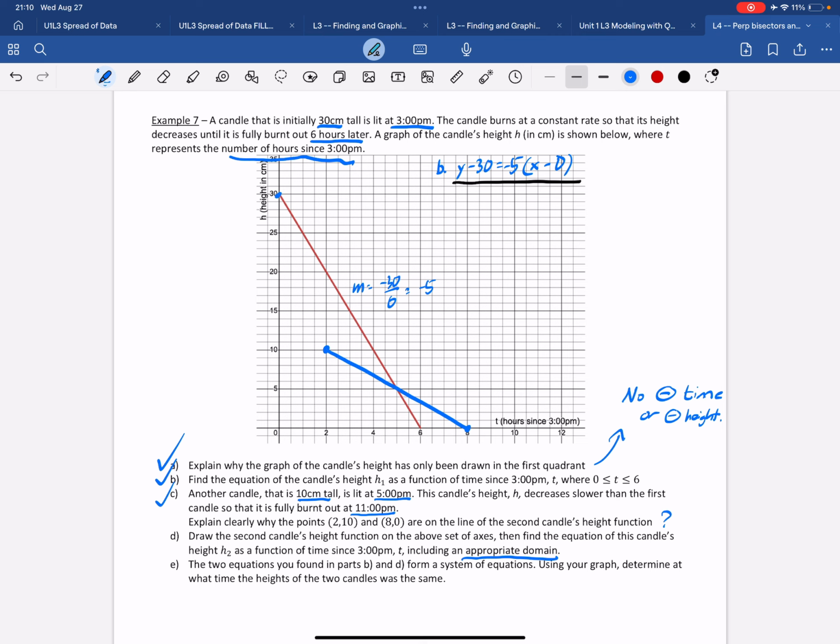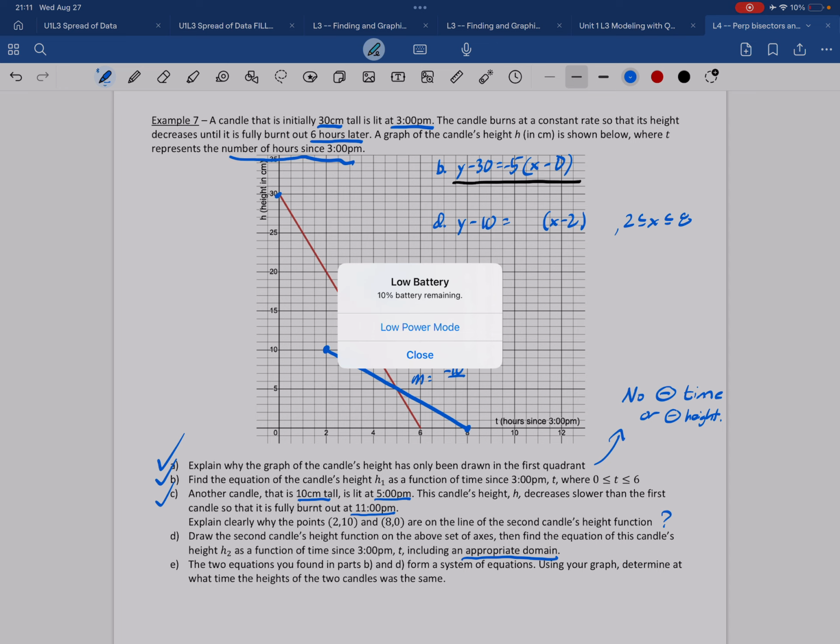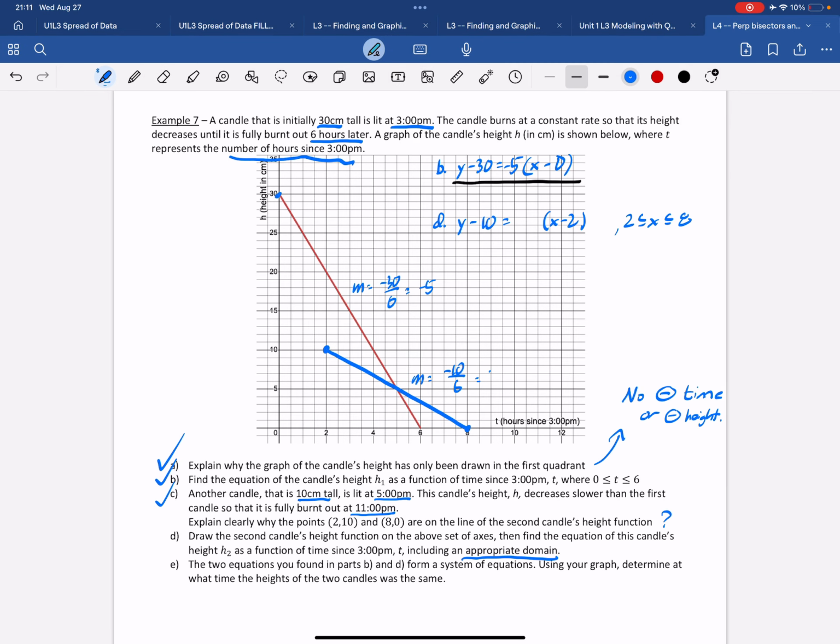Okay, so for part D, I'm going to use the point (2, 10). So that means y minus 10 equals something times x minus 2. And let's put the domain restriction, only for x being 2 to 8. So what's the slope here? Well, we're going down 10 over 6. So the slope of this is negative 10 over 6, which is negative 5 over 3.